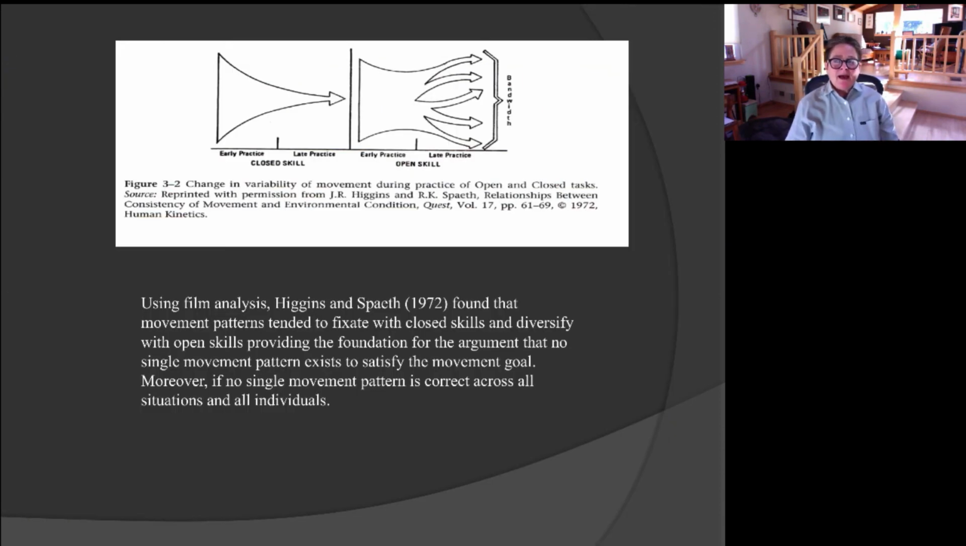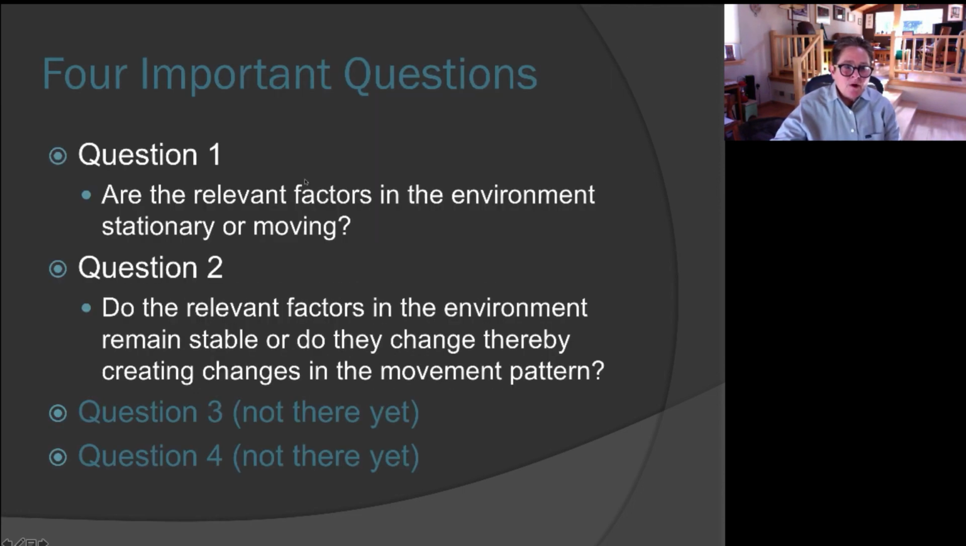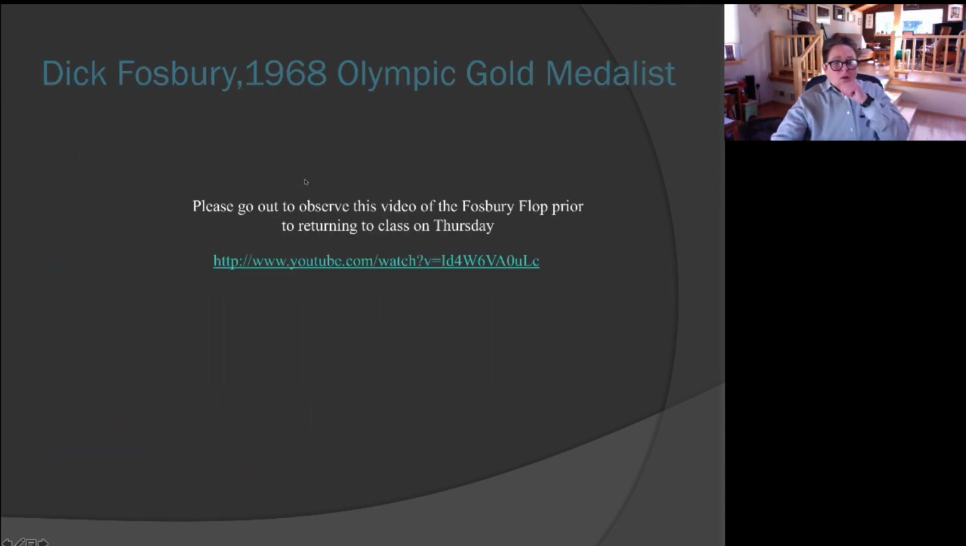And so what came out of Higgins and Spaeth's paper was this diagram. And what they showed was that early in practice, both open and closed skill performers have a large bandwidth of movement behavior. Late in practice, closed skill performers tend to fixate, while open skill performers tend to diversify their movement patterns. We're going to start with this particular diagram on Thursday.